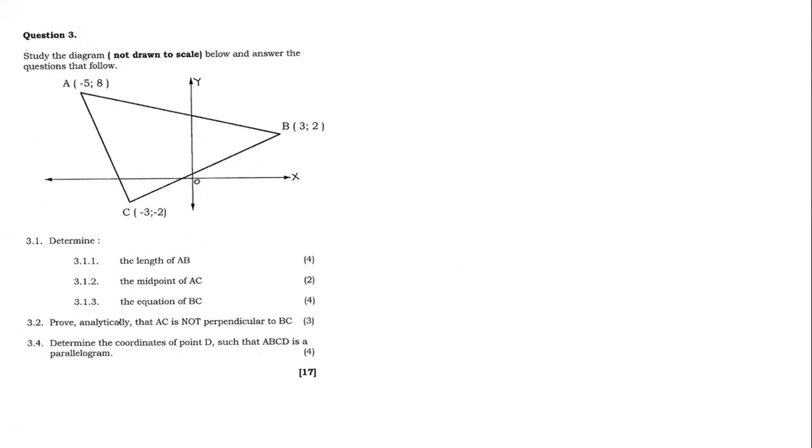Now we move to 3.1.3. Now 3.1.3 says to us, determine the equation of BC. Where is BC located? This is BC. We want the equation of this line. When you want the equation, remember, this is a linear function. y is equal to mx plus c. Equation, it is defined by its gradient and y-intercept. This is basically what we need.